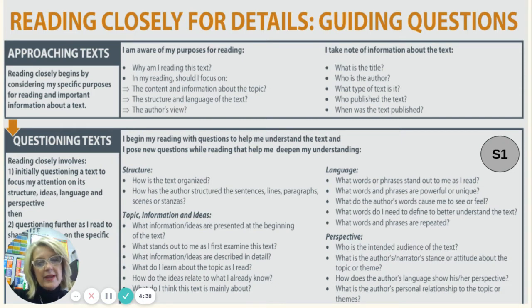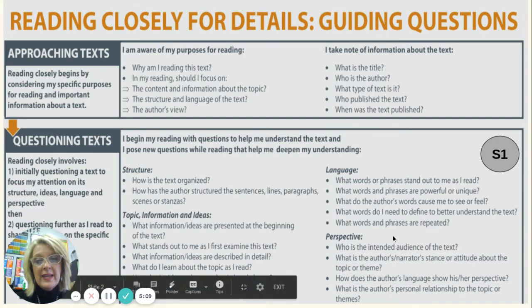And then perspective. Who's the intended audience for this text? What's the author's or narrator's stance or attitude about the topic or theme? You know, are there any biases? How does the author feel about the information that they're providing to you? What are they trying to convince or persuade you to believe or think a certain way? And how does the author's language show his or her perspective? And what is the author's personal relationship to the topic or theme?